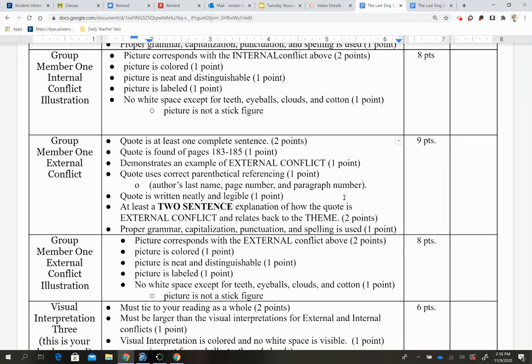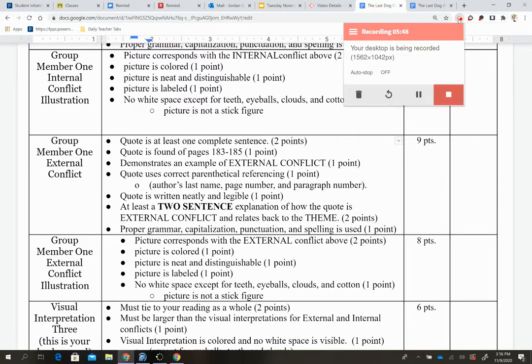And then the last thing is, how does it relate, character versus society? So that's going to be like Katniss Everdeen in the Hunger Games, where your character is breaking laws, rules, and regulations. Then you get 1 point for having proper spelling and grammar.